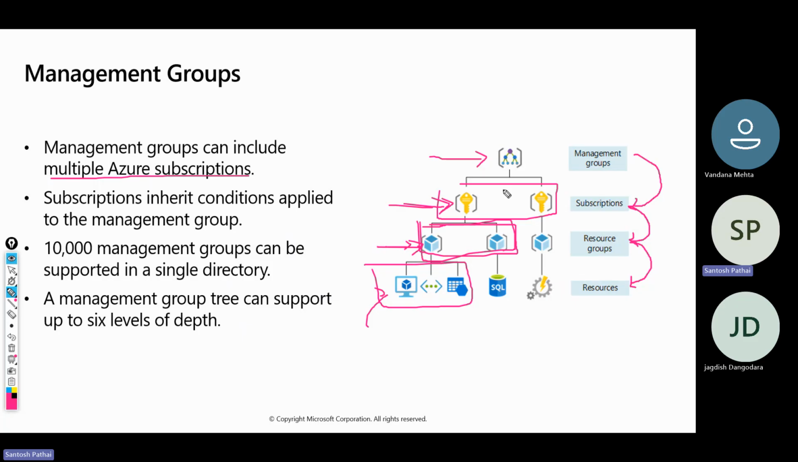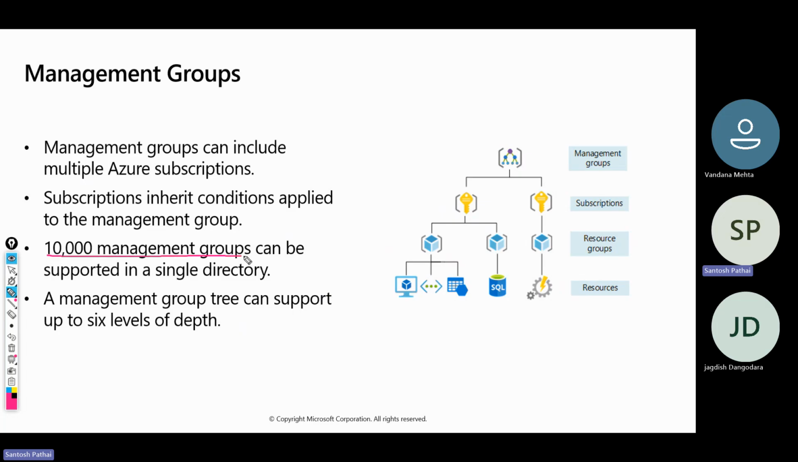Now, generally subscriptions inherit conditions applied to the management group. Whatever conditions you have applied will be inherited by your subscriptions, and the same will be inherited by resource groups. Now, 10,000 management groups can be supported in a single directory. Single directory means your single tenant. What is that single tenant? Single tenant means your single account created as part of your Azure subscription. So 10,000 management groups you can create, and each management group can have separate subscriptions.